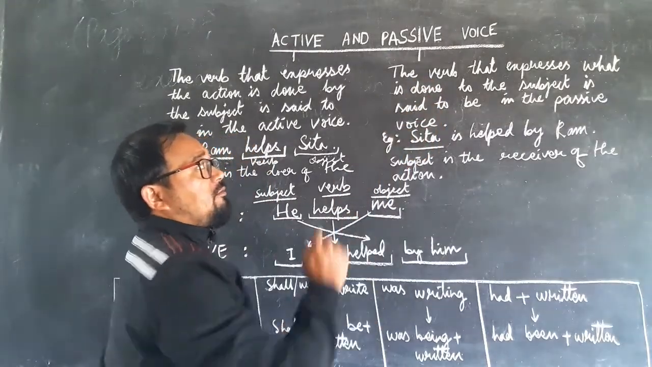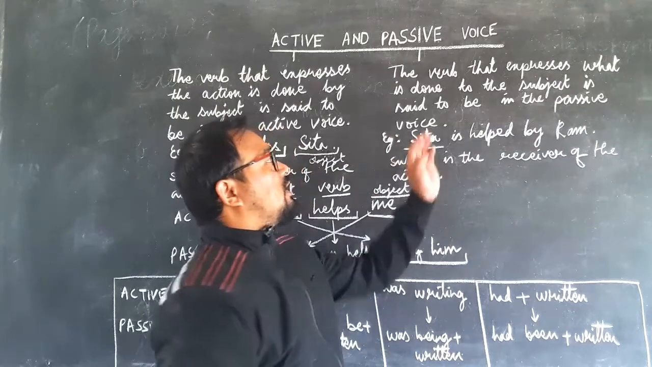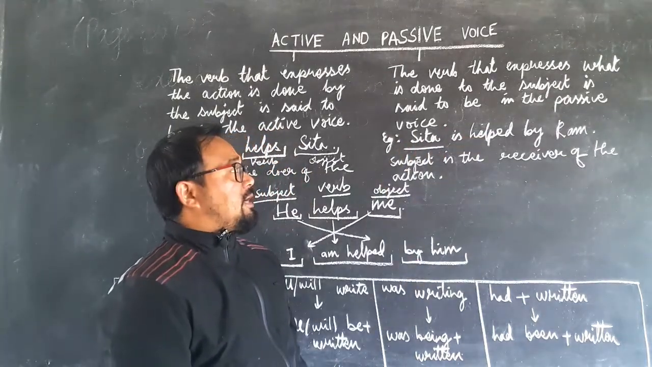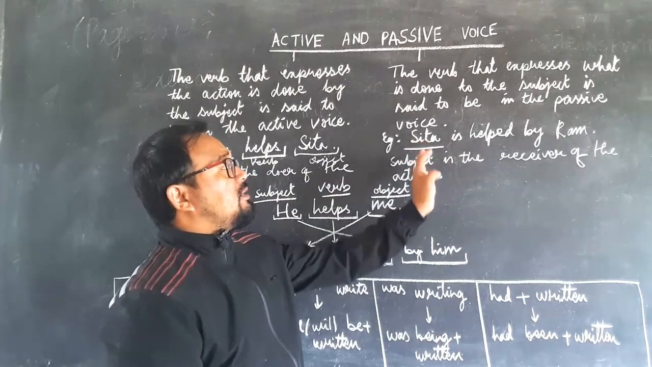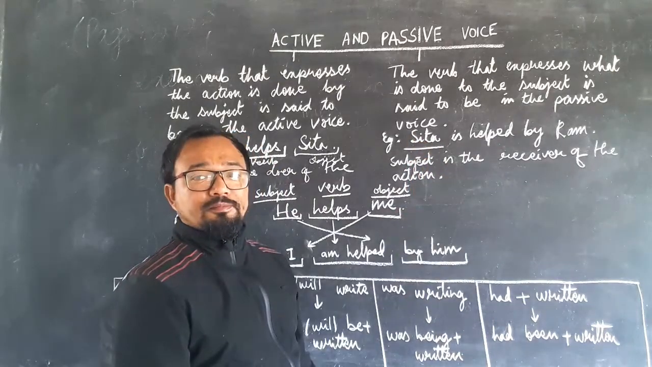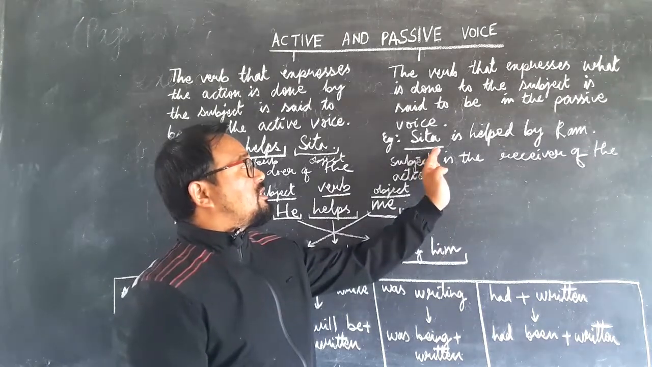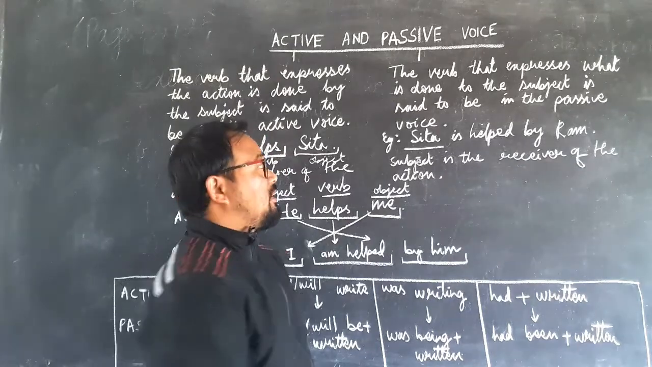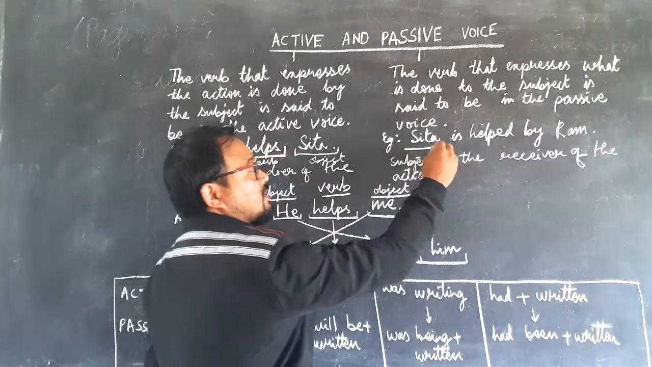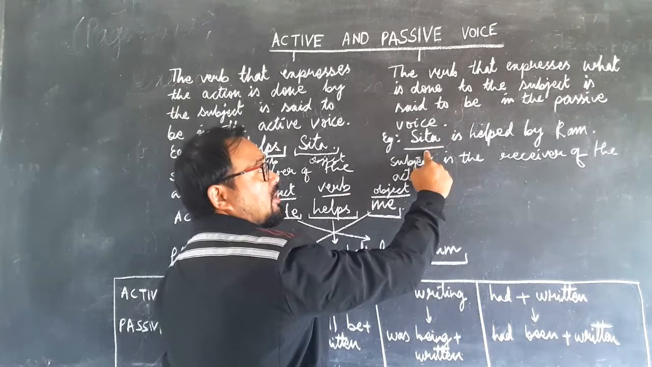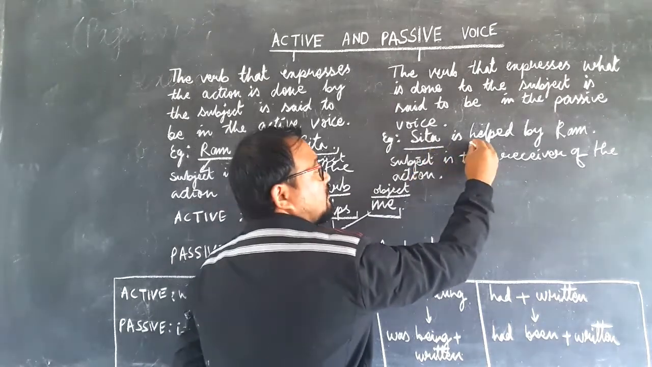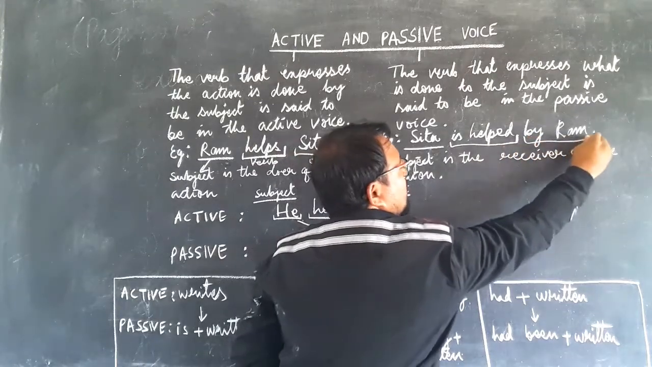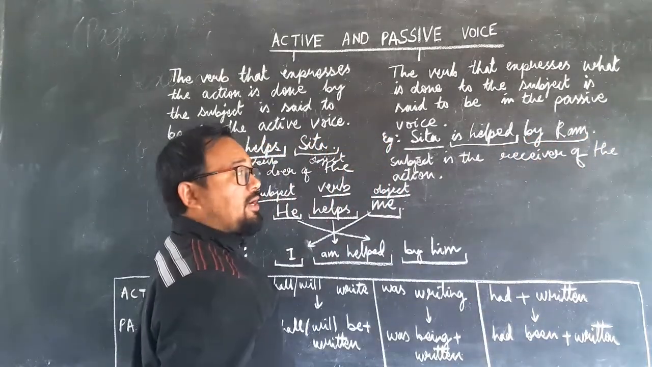Passive voice expresses what is done to the subject. It's said to be in a passive voice. That means here the subject is the receiver of the action. The subject is receiving the action that has been done. Like Sita is the subject here, but here she is receiving the action done by whom? By Ram. Alright.